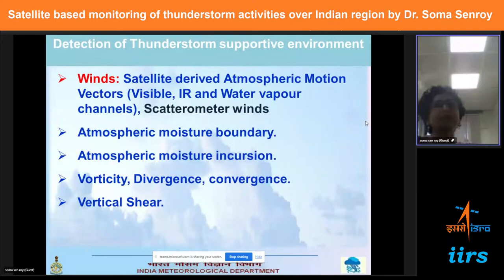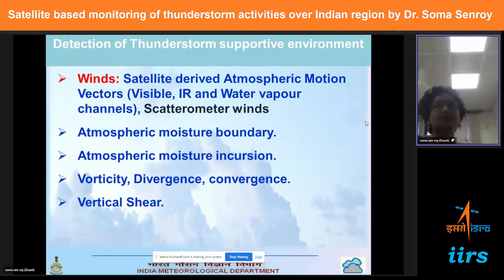Atmospheric moisture boundaries, I'll just show you one example of it. Atmospheric moisture incursion, this is again another thing we look at. I mean, total precipitable water, in what way it is entering, exiting. Vorticity, divergence, convergence. Very significant facts, especially for locating synoptic systems and vertical shear.